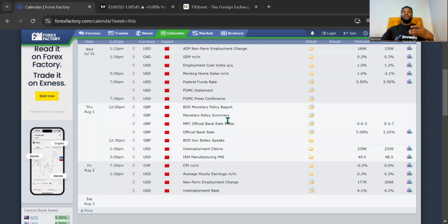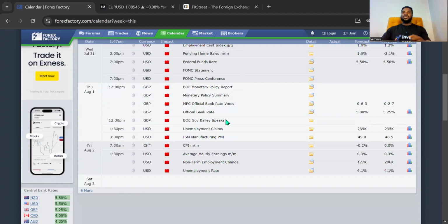That is on Wednesday. On Thursday for this week, which is the 1st of August 2024, we're expecting to see Great Britain pounds and USD outlook. We're expecting fundamentals that cover Great Britain pounds and US dollar, from the unemployment claims to the official bank rate to the monetary policy summary to the BOE monetary policy report, and all of this has significant impact in the market.